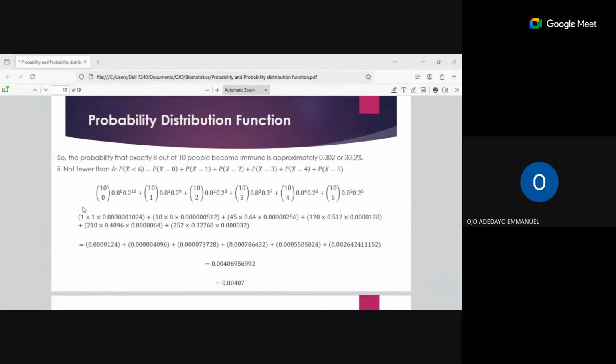Okay, let me do it like this. 10 factorial. Do you understand the concept of factorial? Yes. Okay. Now, anytime you are having 10 combination 0, it is 10 factorial divided by 10 minus 0 factorial, then 0 factorial. Did you get that, ma?